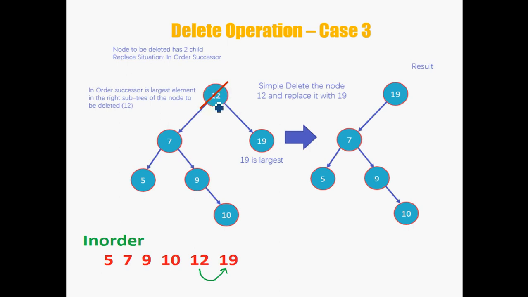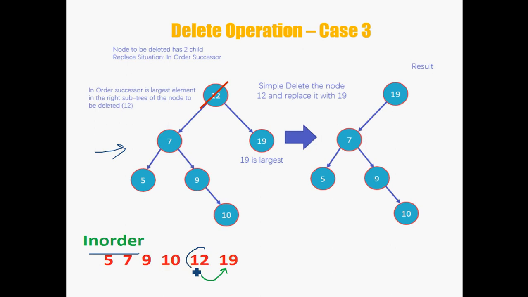For finding the in-order successor, what will we do? We'll find the in-order of the tree. In-order is nothing but increasing order of numbers. If you find the in-order of this tree, writing LVR all over and doing the in-order traversal, we get this traversal: 5, 7, 9, 10, 12 and 19.